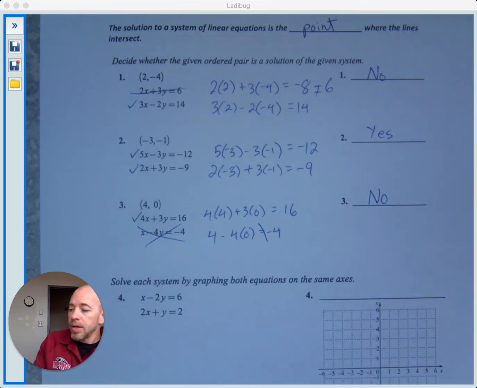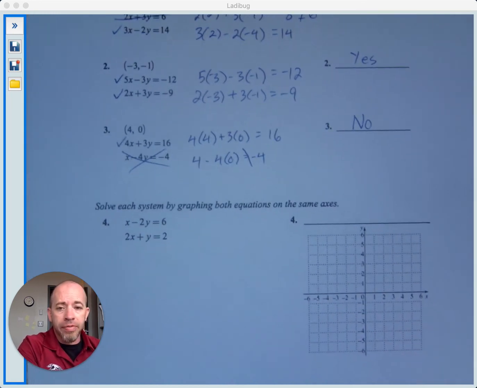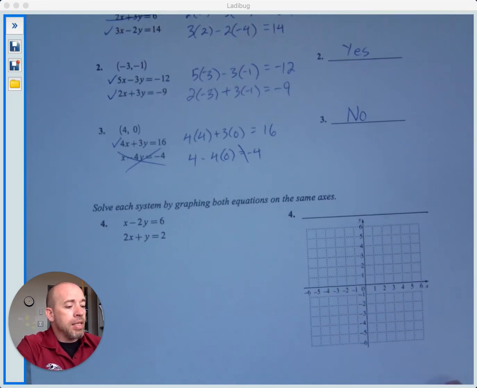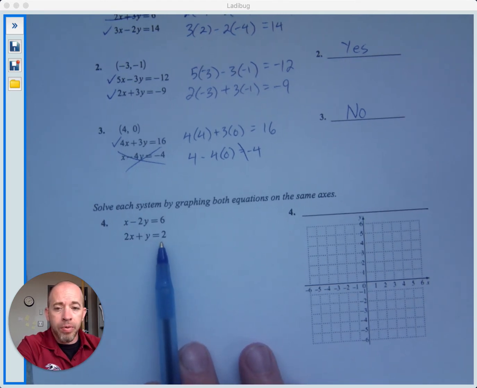So you'll see some problems like that in my lab. It's just plug and chug, make sure it works in both. If it does, it is a solution to the system. If it doesn't, it's not. Now, the other thing we're going to do is to find the solutions to a system. And there are basically 3 techniques we'll use to do that. This section is all about using graphing. So one option is to graph the system and see if we can find the point of intersection.